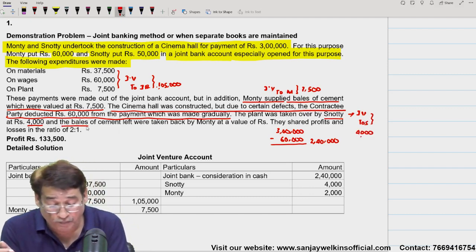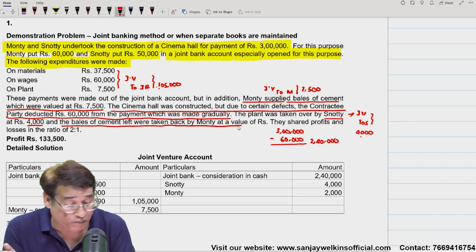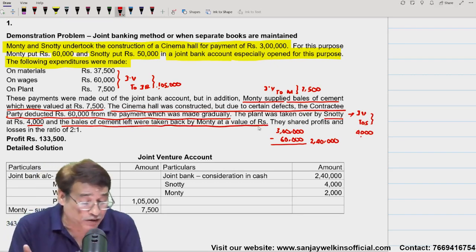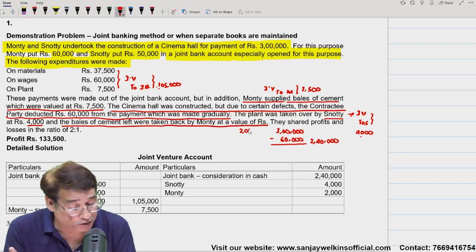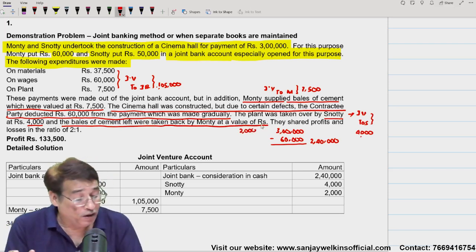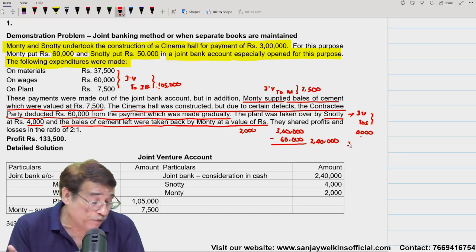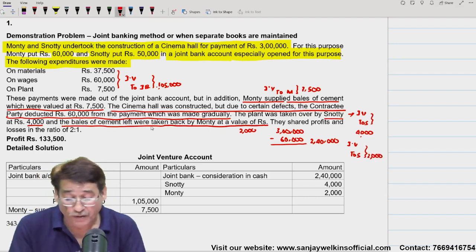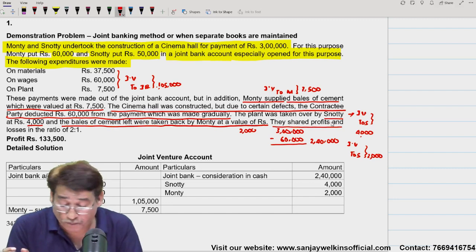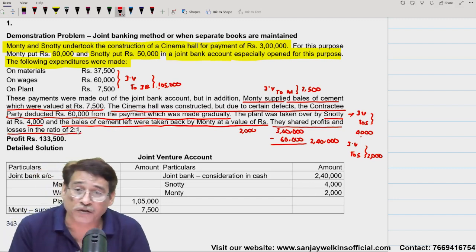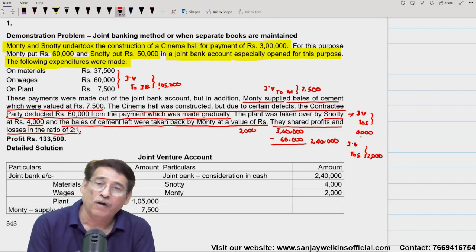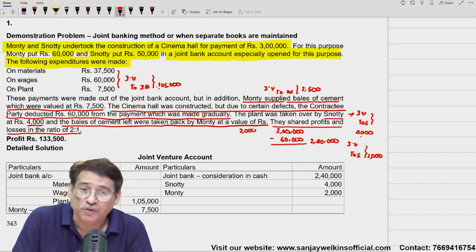Similarly, the bales of cement left were taken by Snooty at rupees 2,000. Actually, there is a misprint here. So another entry you will have to pass is joint venture account debit to Snooty account, as Snooty has taken over bales of cement for rupees 2,000. Further, it is given that they shared profits and losses in the ratio of 2:1. So this time their ratio is clearly given. Is it clear to you or not?